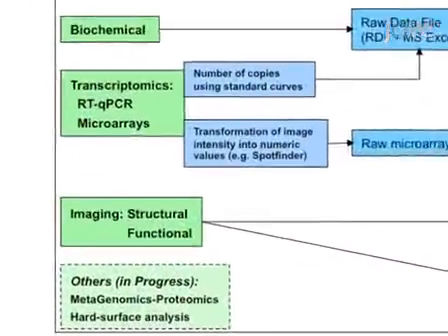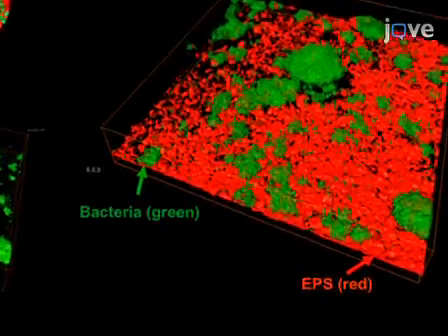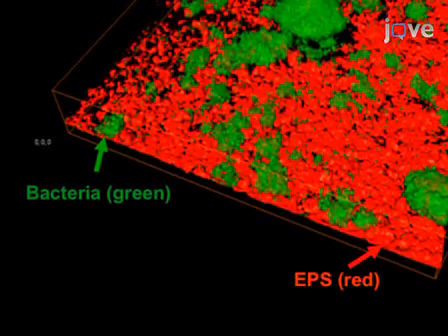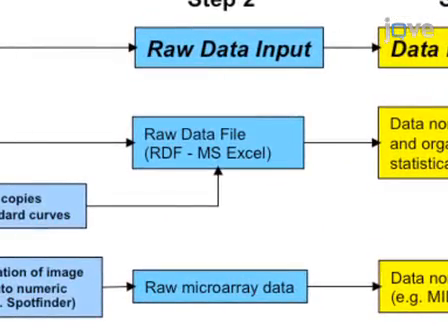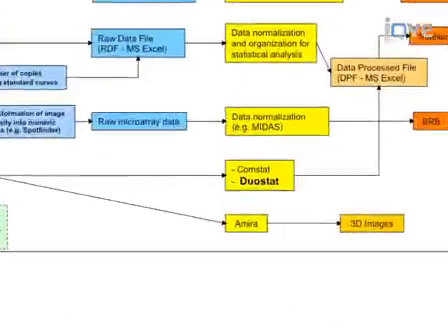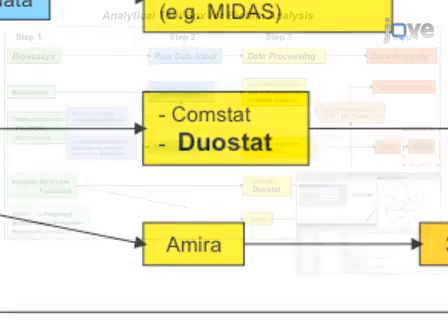This is accomplished by first selecting specific assays for biofilm transcriptome and structure analyses, including a new confocal imaging approach for simultaneous visualization of EPS and bacteria. The second step of the procedure is to collect the raw data from the bioassays. The third step is to process the raw data using specific software, including the newly developed Duostat for colocalization analysis.